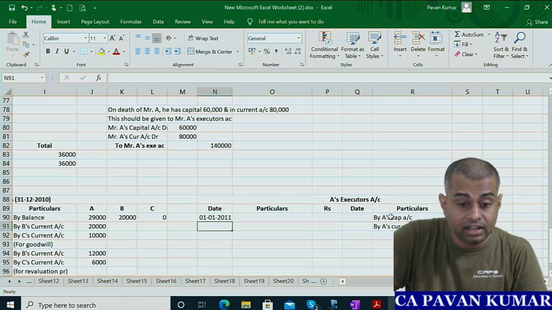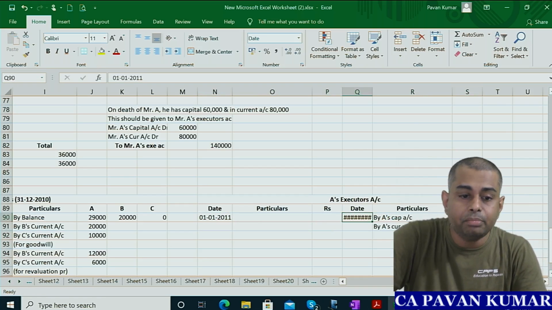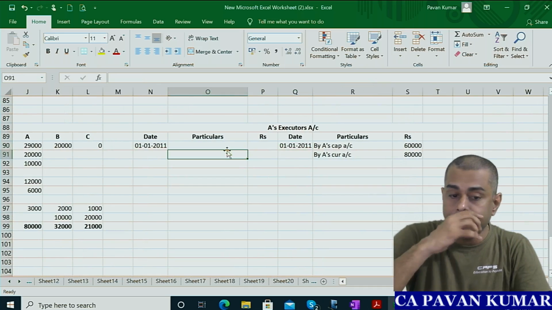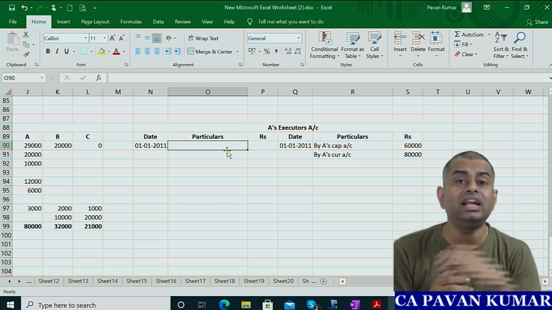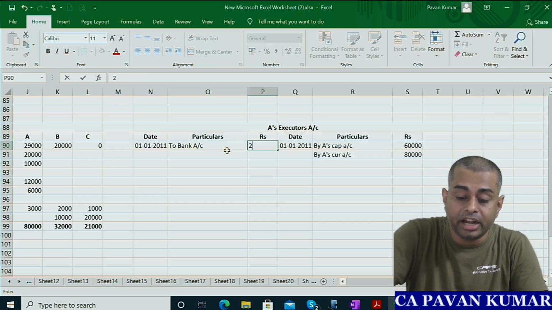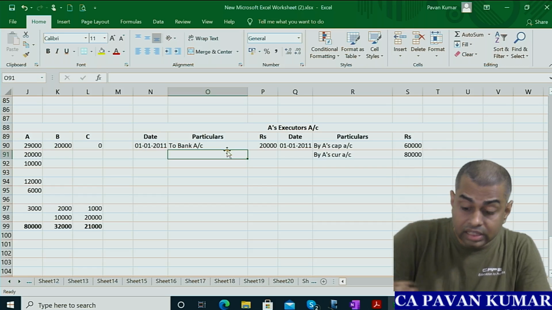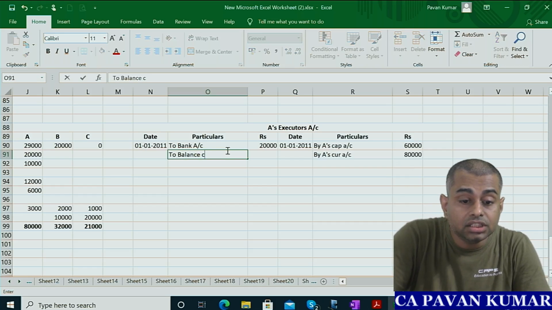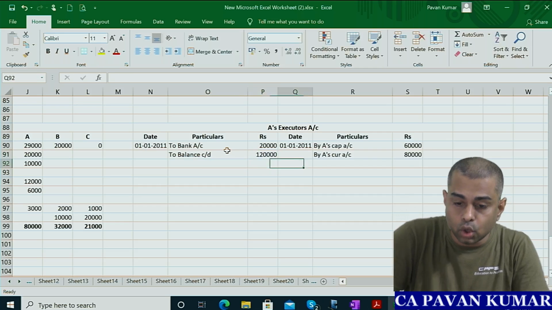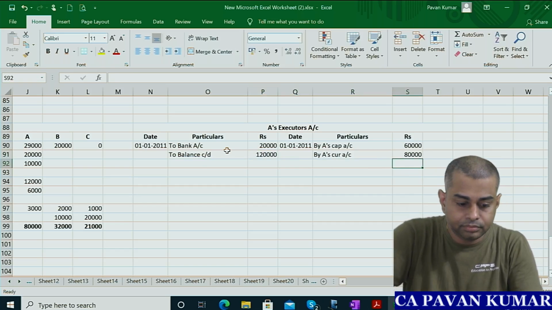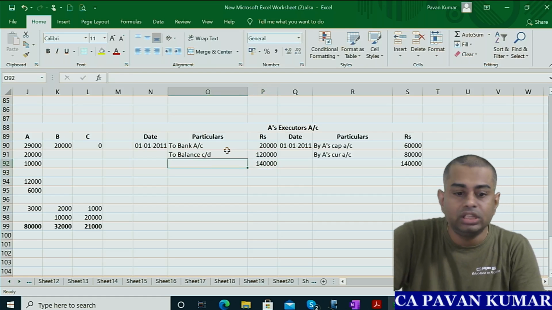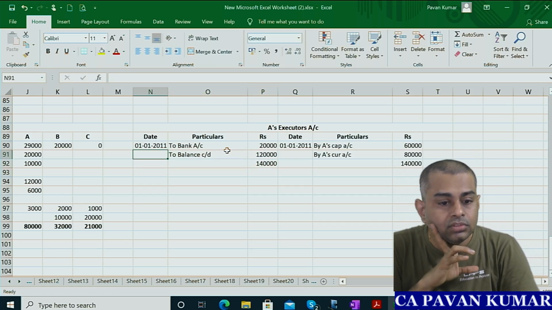And they said on this day they paid some amount to Mr. A. Now how much is paid? You have paid 20,000 to Mr. A. So when you pay 20,000, what will be the journal entry? A's executors account debit to bank account, being first installment 20,000 paid. Correct? So what will be the balance? To balance carry down will be 1,20,000. Why? So total here credit side it is 1,40,000 now. So balance is 1,20,000. So this balance is on what date? On the same date, 1/1/2011.